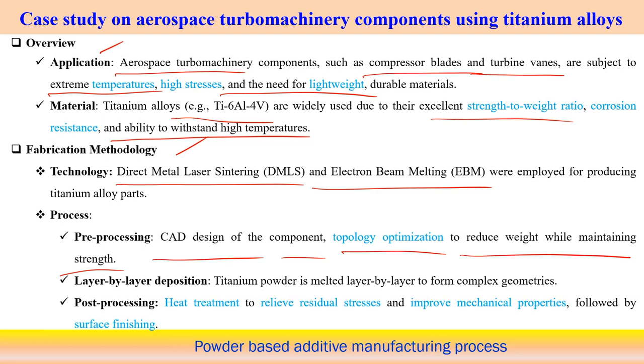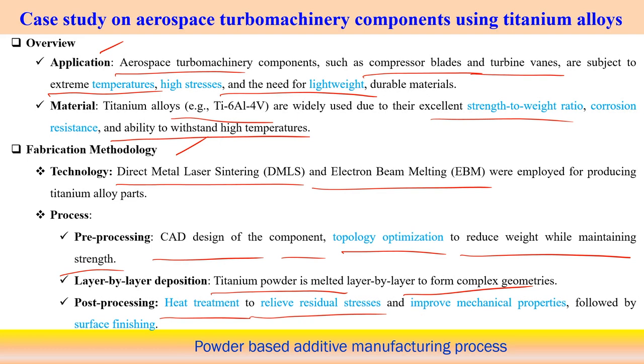Then we go for the layer by layer deposition process, because here titanium powder is basically melted layer by layer to form the complex geometries in this particular case. Once it is done, then we go for post-processing heat treatment to relieve the residual stress and to improve the mechanical properties, followed by the surface finish.